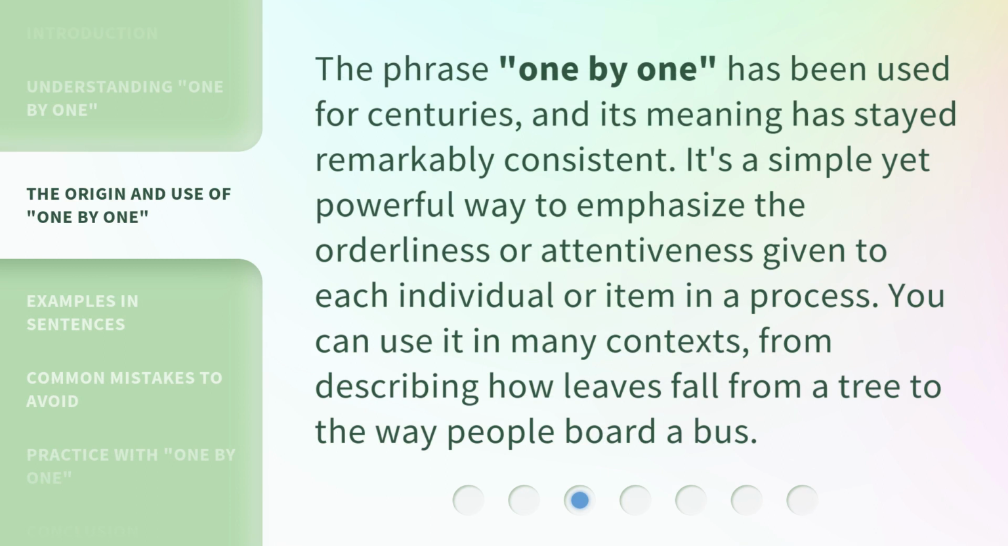The phrase, one by one, has been used for centuries, and its meaning has stayed remarkably consistent. It's a simple yet powerful way to emphasize the orderliness or attentiveness given to each individual or item in a process. You can use it in many contexts, from describing how leaves fall from a tree to the way people board a bus.